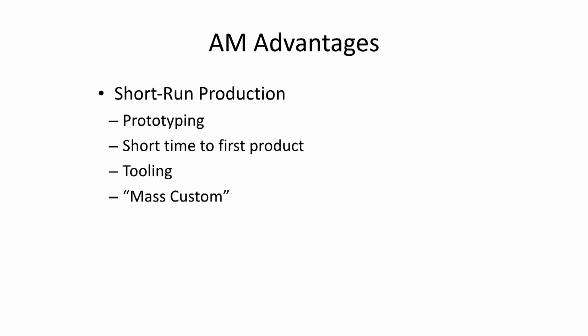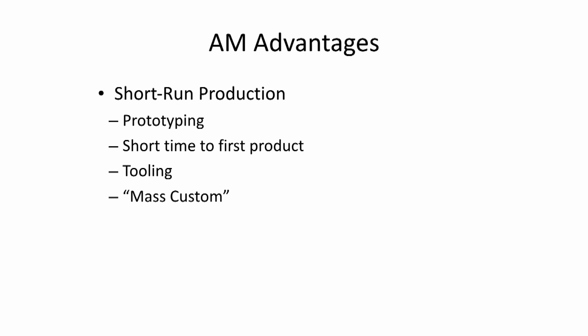One of the biggest advantages of additive manufacturing production is in short-run production, especially in the case of prototyping, which is sort of the ultimate short-run production. We want to produce one piece, maybe a handful, that do exactly what we need to show for our final product, but we definitely don't want to set up an entire production process for that. Additive manufacturing gives us really perfect advantages for that because we have a very short time to the first product.